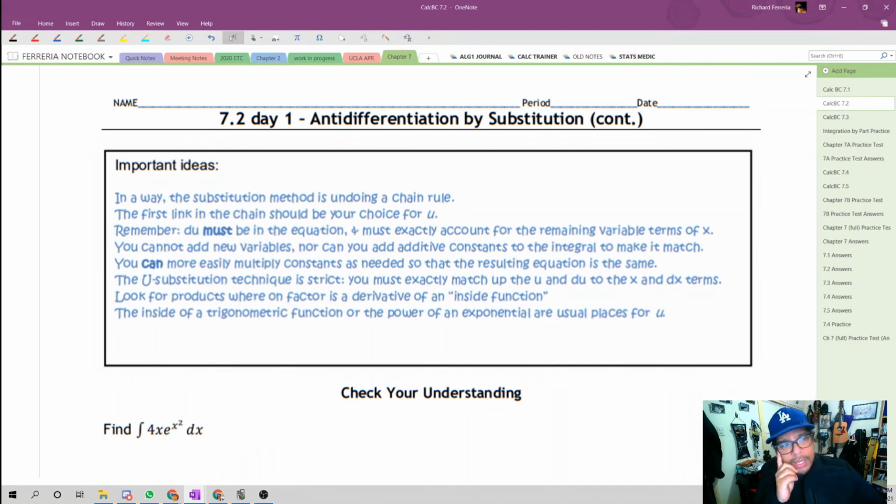For important ideas, the substitution method is actually a way of undoing a chain rule. And so you've got to think backwards from the chain rule. And your choice for u should be that first link in the chain. Remember that du has to be in the equation, and you have to turn everything into terms of u. Don't add variables, don't add constants or anything to make it match. You just got to use the tools that you get through substitution to make the integral match.